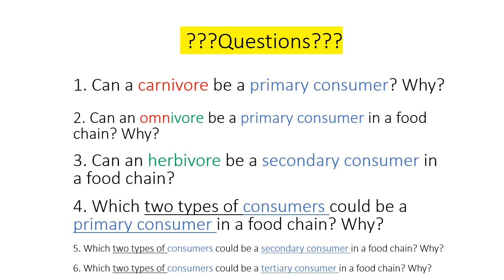Which two types of consumers could be a primary consumer in a food chain? Why? Number 5, which two types of consumers could be a secondary consumer in a food chain? Why? Number 6, which two types of consumers could be a tertiary consumer in a food chain? Why?